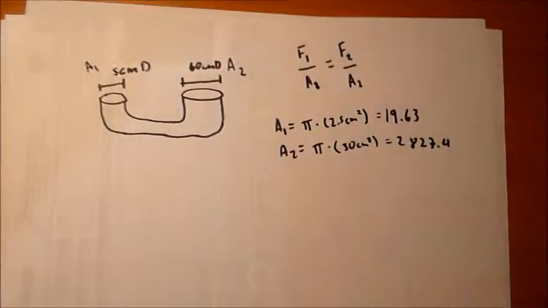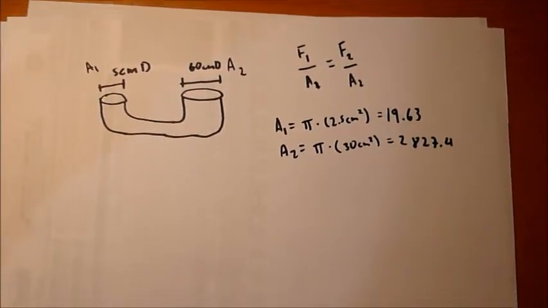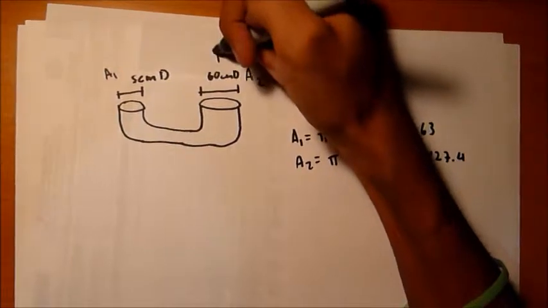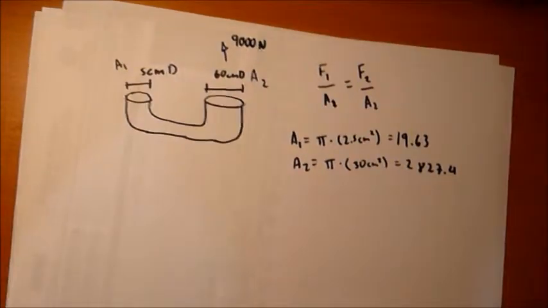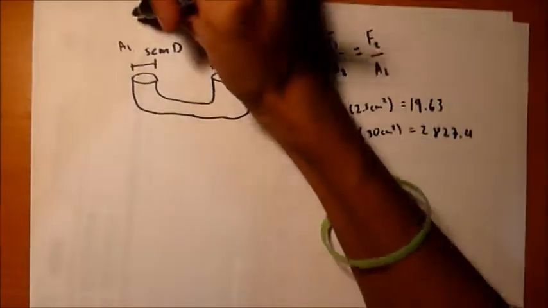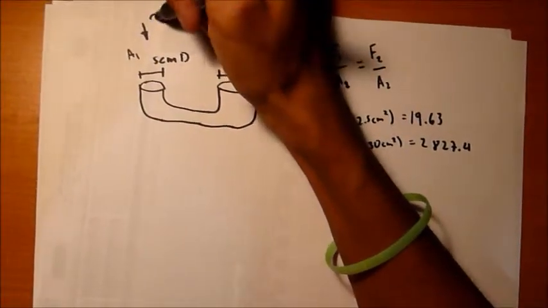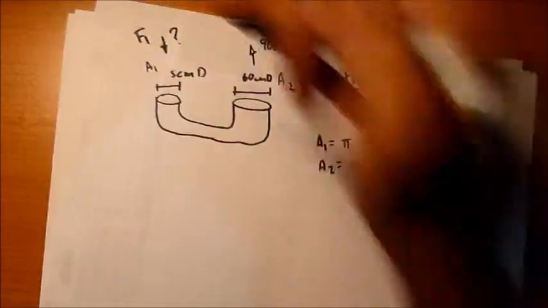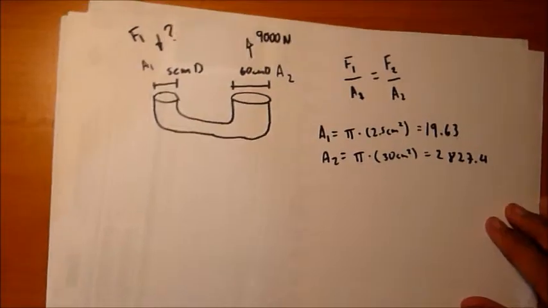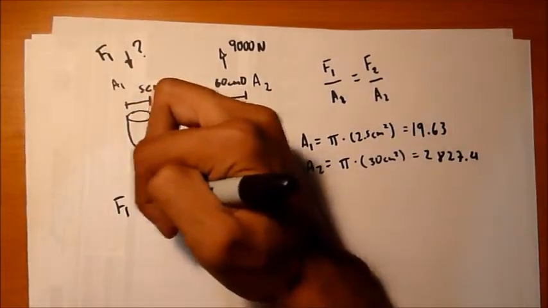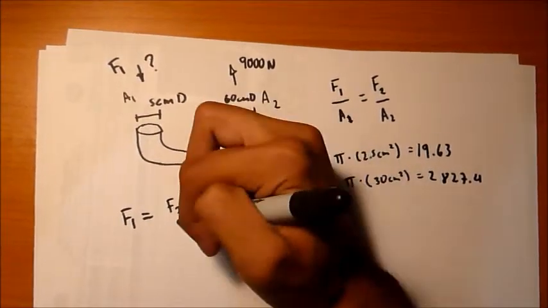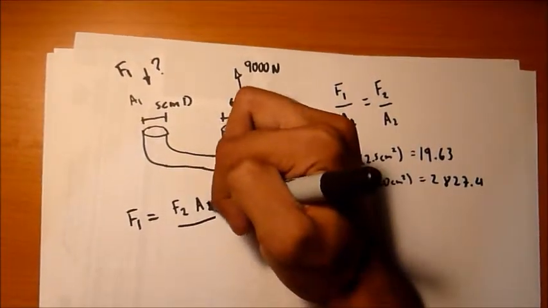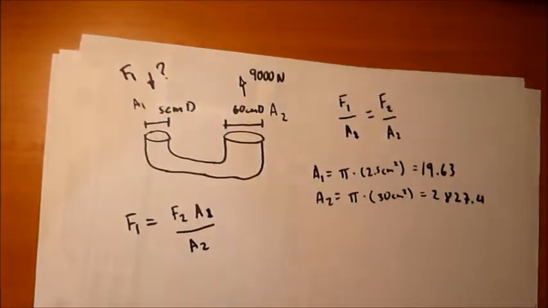And let's suppose we have an output force of, I don't know, 9,000 newtons upwards. So what is going to be our input force? Our force 1. So we have to solve for force 1. So force 1 is going to be force 2 times area 1 over area 2.